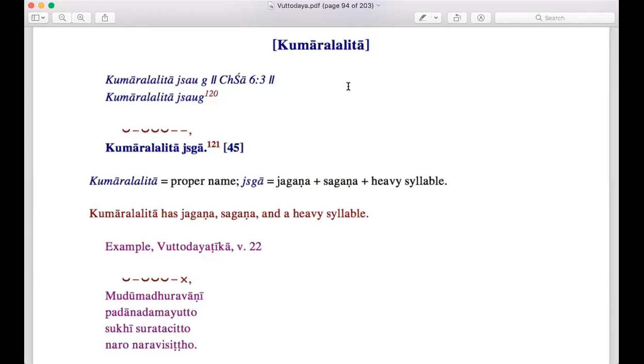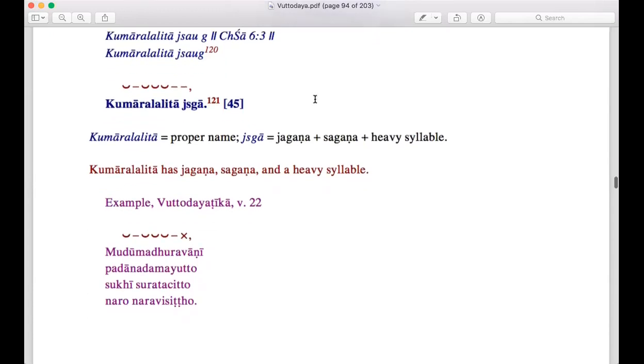But if it is difficult for you, then it's okay to read according to the Myanmar way. Kumar Lalita: Jasaga, or Jasaga with a vowel sound. So Jasaga means Jagana should be there, Sagana should be there, and Garu should be there. Here Kumar Lalita has Jagana, Sagana, and a heavy syllable. That is Kumar Lalita. It's named Kumar Lalita if there are Jagana and Sagana and a heavy syllable.